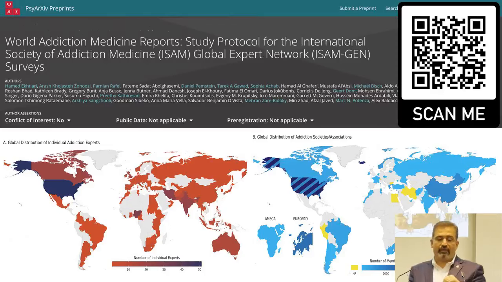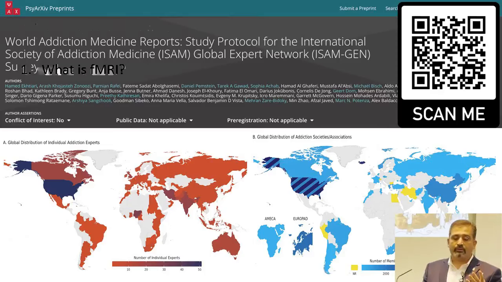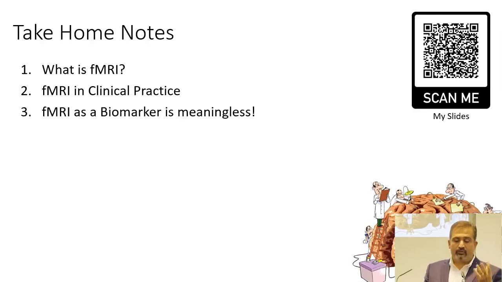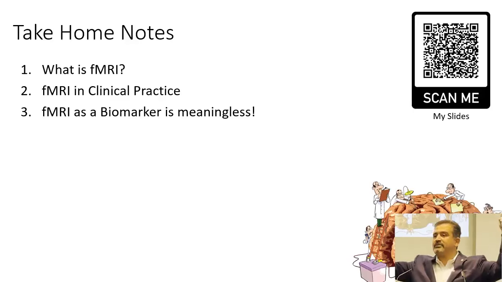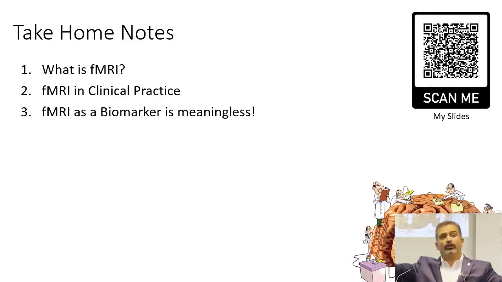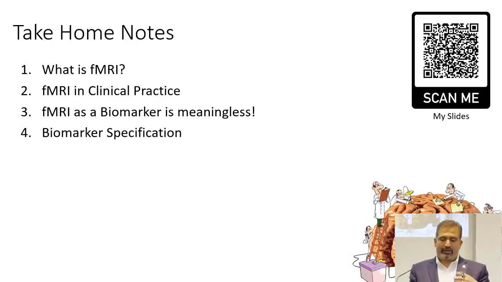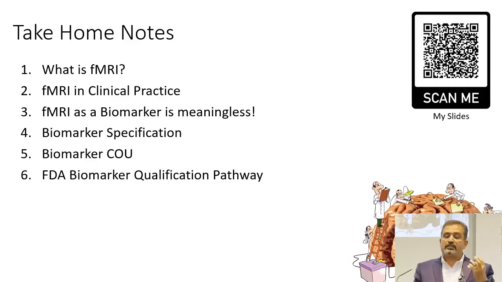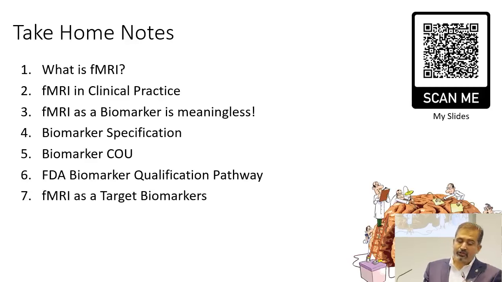Take-home notes. My slides QR code is available. Today we discussed what fMRI is. We discussed fMRI in clinical practice. We discussed that fMRI as a biomarker alone is meaningless. We need to define two items. We should specify and define the context of use. We need to say, okay, this specific task-based fMRI, cue-reactivity activation in this area, you need to specify that and then define the context of use. Then we can say it is this type of biomarker. And then we discussed this biomarker specification, we discussed context of use, we discussed the FDA biomarker qualification pathway, and we discussed fMRI as a targeting biomarker, as a new development in the field.